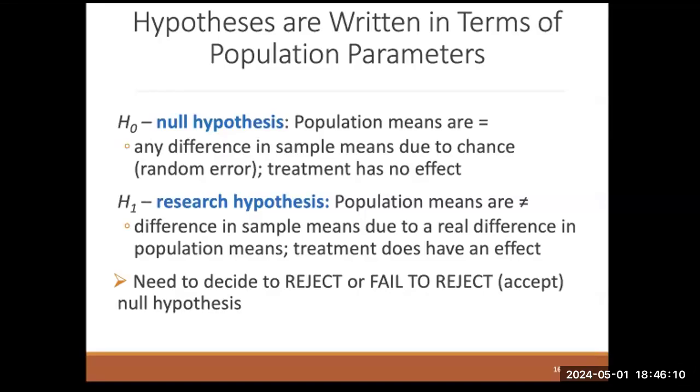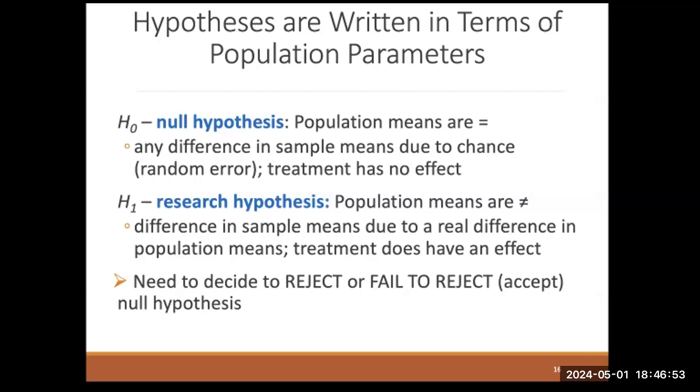This is a very conservative way for us as researchers to say, okay, we're going to assume that the intervention does not work, because it's easier to show that 0 equals 0, because there's only one way 0 can equal 0, but there are an infinite number of ways that something cannot equal 0. And so in terms of the hypothesis, we will always assume the null hypothesis, that there is no difference between our groups. The research hypothesis, H sub 1, is what we want to be supported.